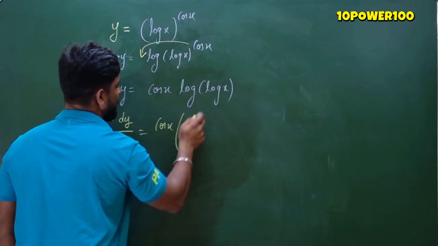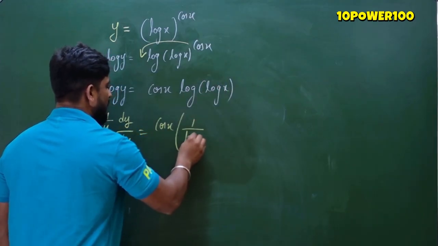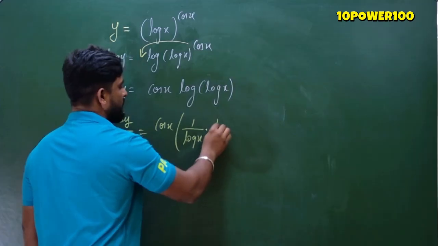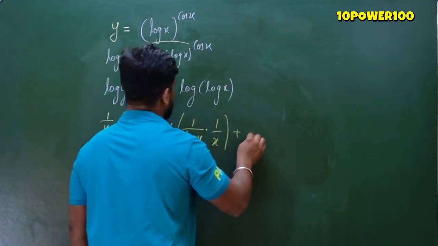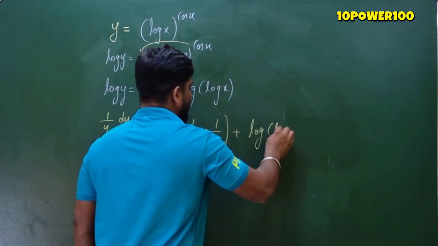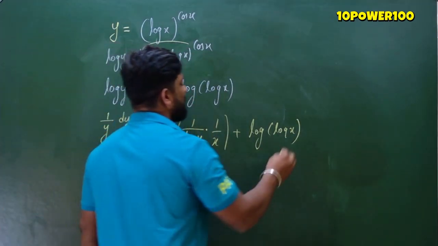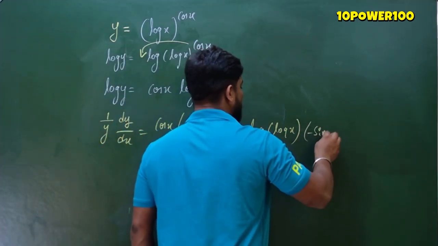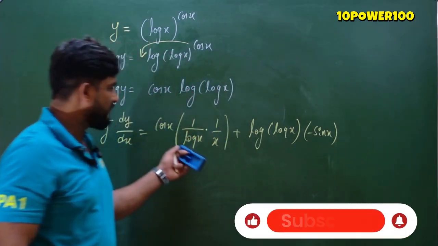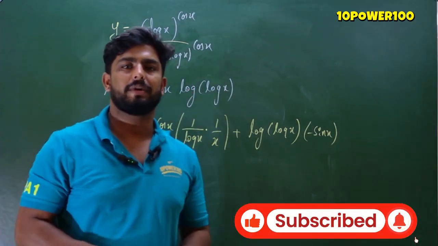So log x differentiation is 1 by x, but 1 by log x into log x differentiation is 1 by x, plus log of log x into cos x differentiation. So cos x differentiation is minus sin x. Okay, minus sin x. So if you don't understand basic differentiation, please go and watch my previous videos, makkale.